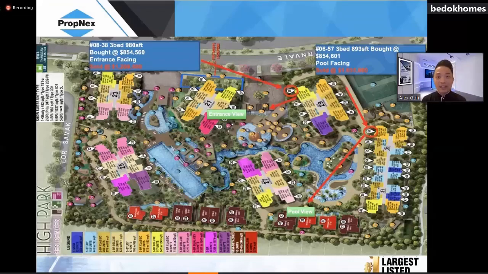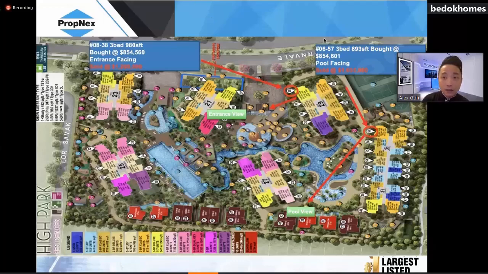In fact, I asked all my clients, 100% of them say that stack 57 is a better unit because you have a partial pool view. Both units were bought at 854,000, but stack 57 is slightly smaller, 893 square feet. Stack 38 is 980 square feet. So in fact, stack 57 is slightly more expensive, which makes sense because it gives you a better view.